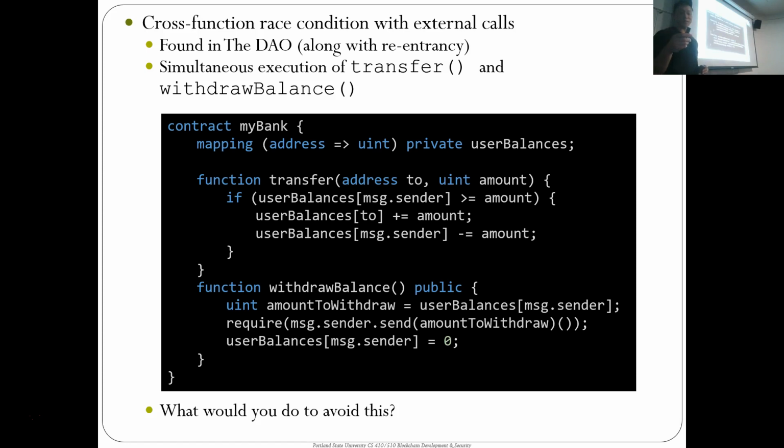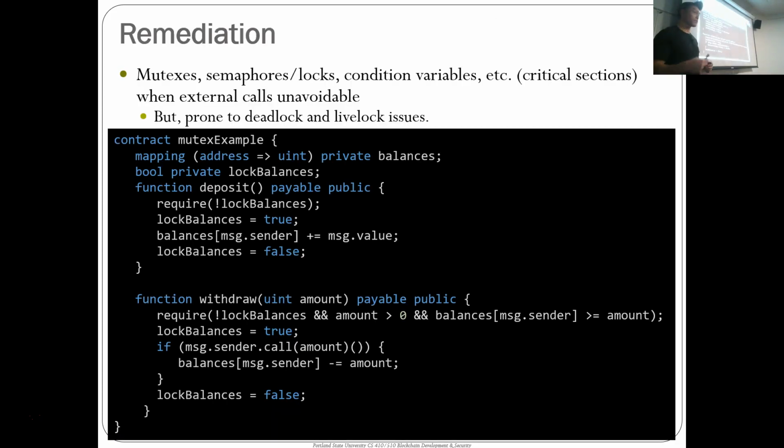Make a lock, yeah. So here's an example. We saw something similar before when we were talking about the unchecked calls. You use a mutex, a semaphore, a condition variable, or something that will lock out one versus the other.